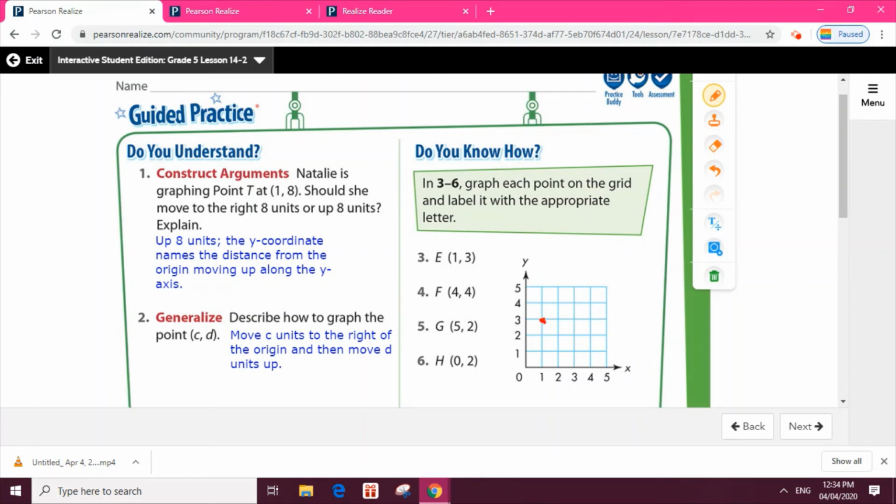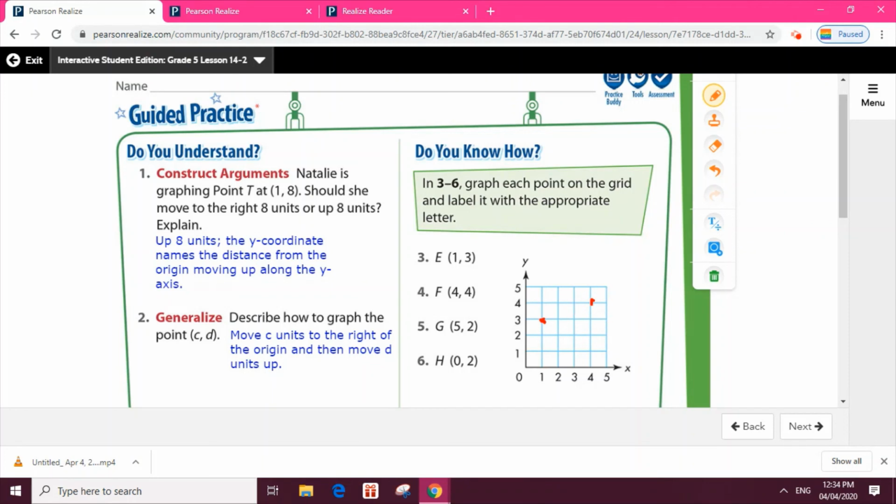Next, number 4. We have point F. 4, 4. From 0, 4 units to the right. 1, 2, 3, 4. And 4 units upward. 1, 2, 3, 4. Very good.